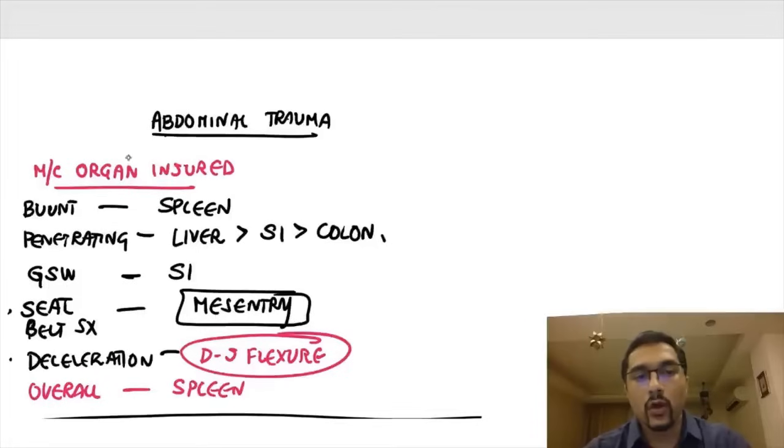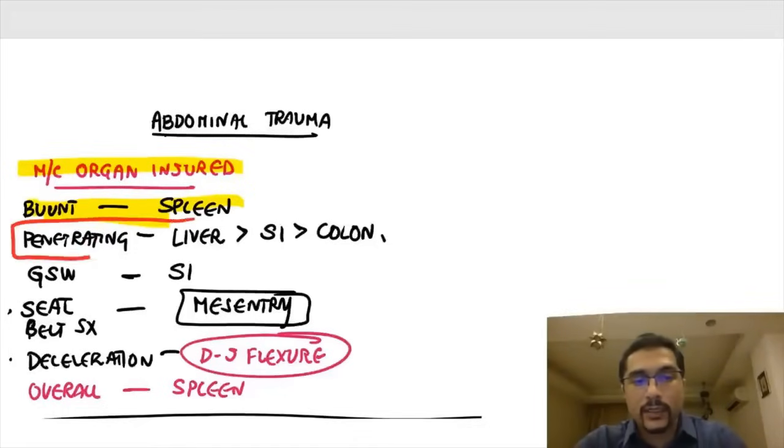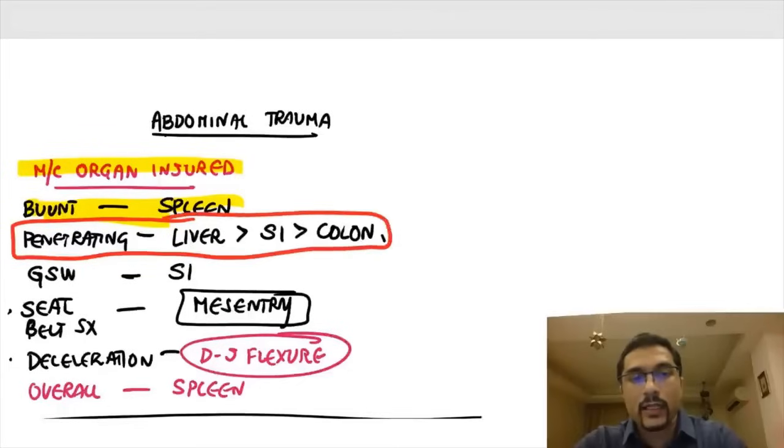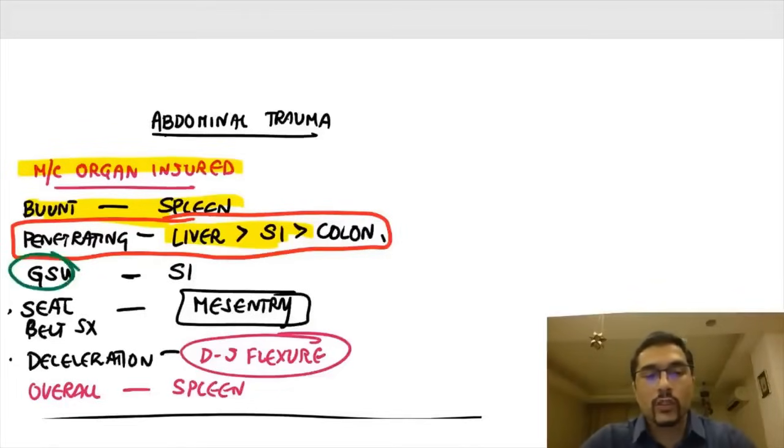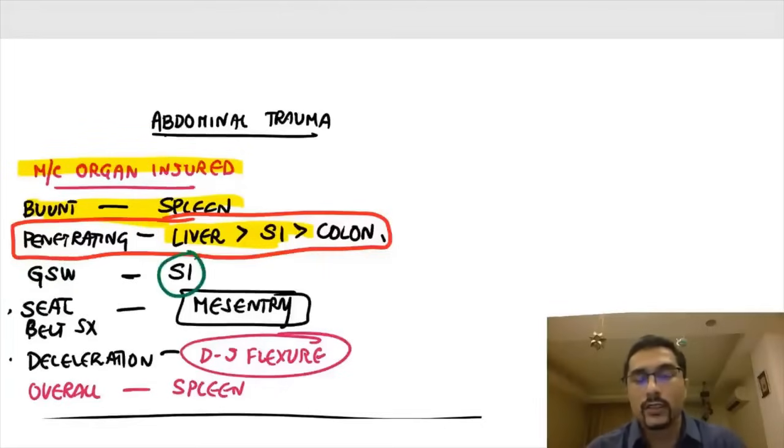The most common organ injured in blunt abdominal trauma is spleen. Penetrating has changed, and please remember this: in penetrating trauma, liver is more common than small intestine. GSW is gunshot wound. In a gunshot wound to the abdomen, the most common organ injured is the small intestine.